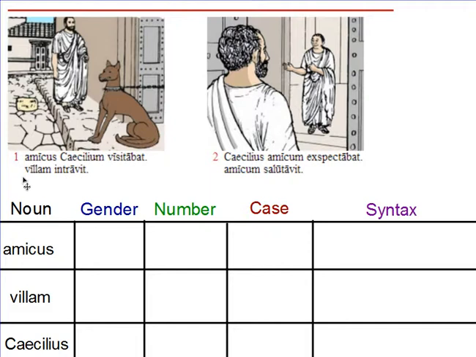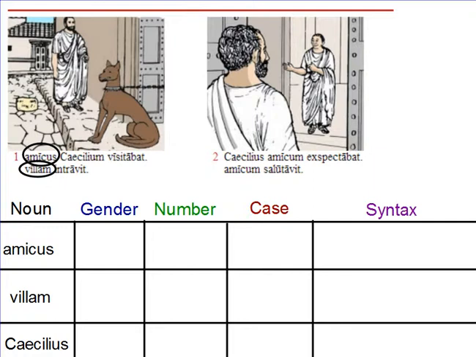But in the second sentence, we have to gain the he, the friend, from our verb, the T ending. Villam intravit. He entered the house. We know it wasn't the house doing the entering, villam, because it's in the accusative case, am ending. From this sentence, let's parse amicus and also villam.